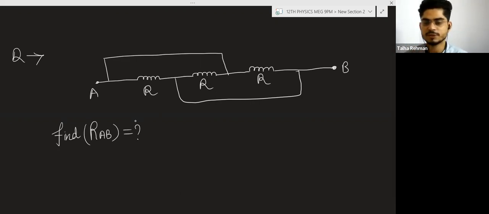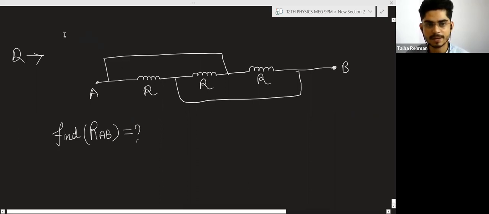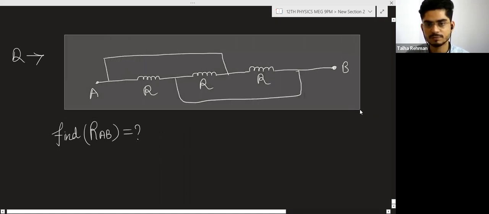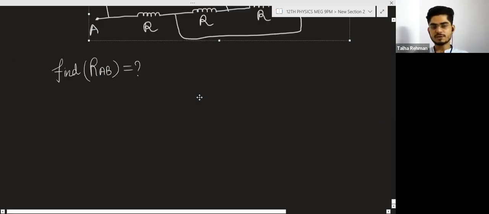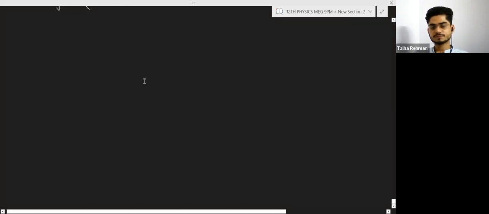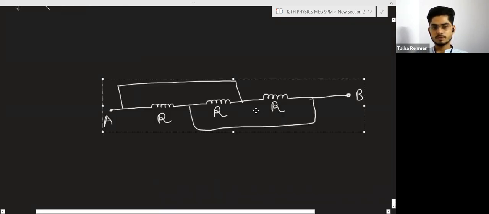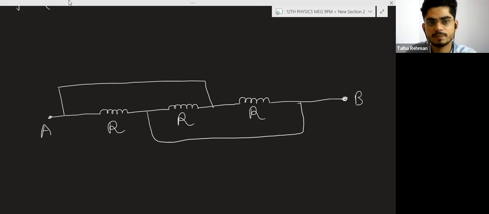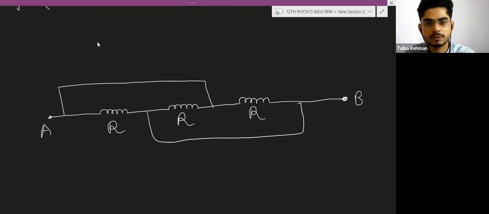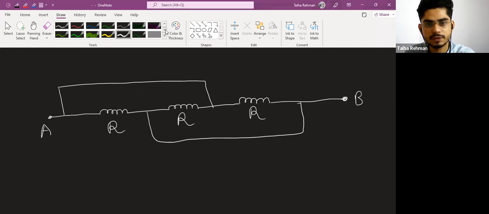So this is a very simple question. Actually, this is a parallel combination, but I will prove how this is a parallel combination. In a parallel combination, remember only one point: the potential difference across each resistance is the same. So now let's focus here very carefully. I will use a different color this time.